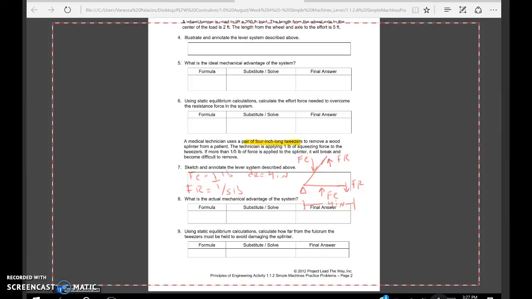So it asks us, what is the actual mechanical advantage of the system? So the AMA is going to be FR over FE. Now we already know what our FR is, so 1/5 of a pound divided by our FE, which is 1. So our AMA is going to equal 1/5.